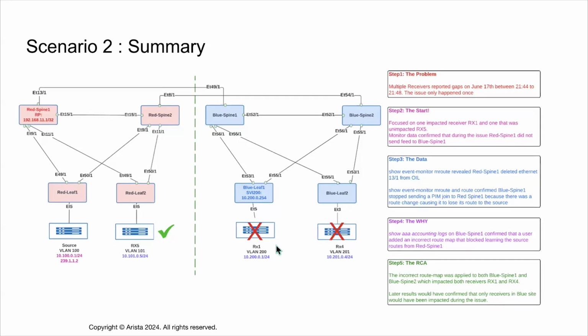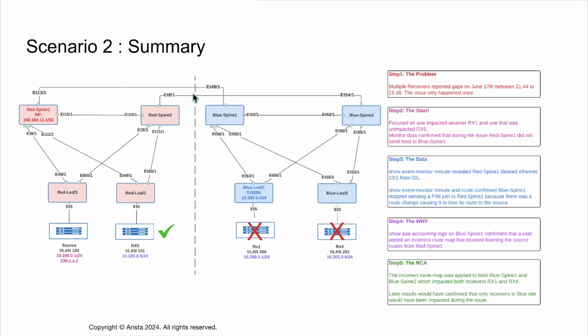So as a start, because we were focusing on receiver 1, we took packet captures between red spine 1 and blue spine 1 to investigate at least which site was introducing the problem. And with the packet captures, we were able to see that red spine 1 was not putting any packets on the wire on Ethernet 13/1 towards blue spine 1. When we tried to use event monitor mroute, we confirmed that the reason that red spine 1 was not sending the packets was because blue spine 1 had gotten removed from its outgoing interface list.